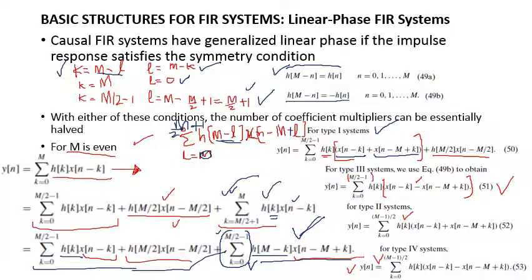So I hope that clears your concept. That's very straightforward, we just exploit the properties. The properties are that the causal FIR system with generalized linear phase has an impulse response that is either symmetric or anti-symmetric. So in both cases we don't have to calculate all the coefficients. In fact, because this is anti-symmetric, we just change the sign and we can easily do that.